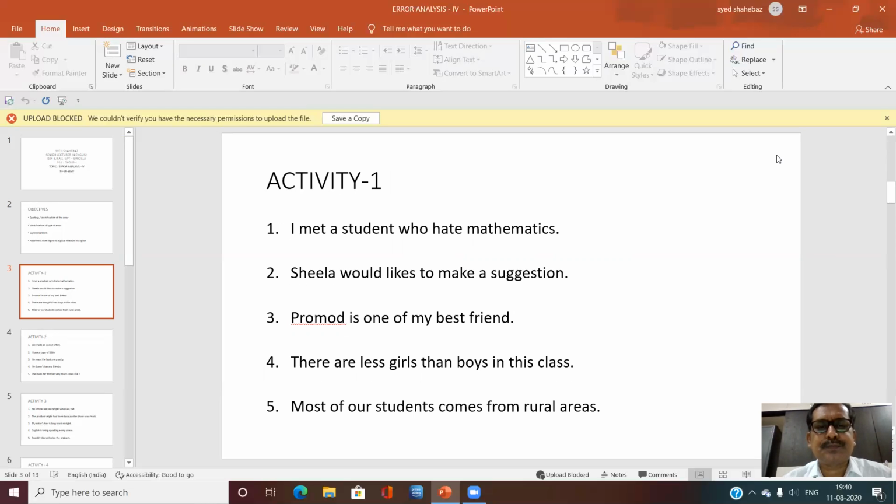Second sentence, Sheila would like to make a suggestion. So here the mistake is like, not likes. Would like. I would like. Would you like? I would like to read this book. He would like to read this book. They would like to read this book. So after would, we have to use the V1 form of the verb, like, not likes.